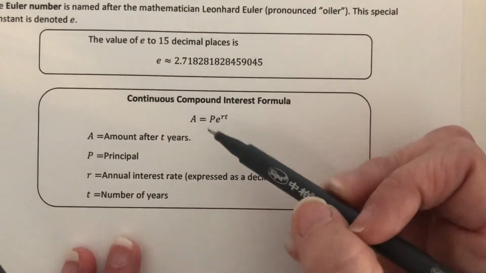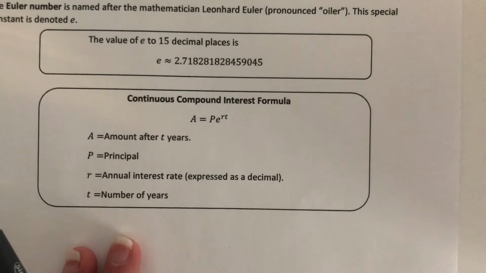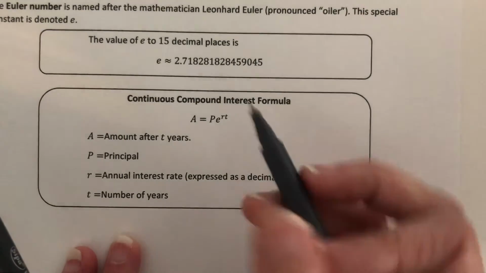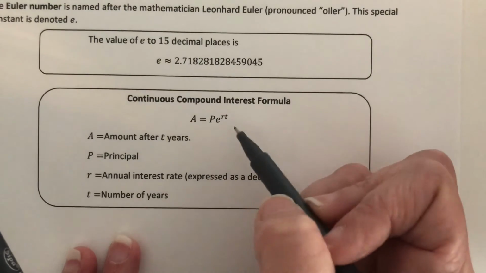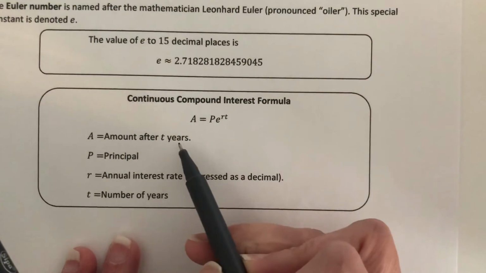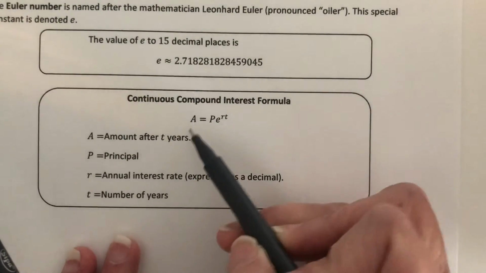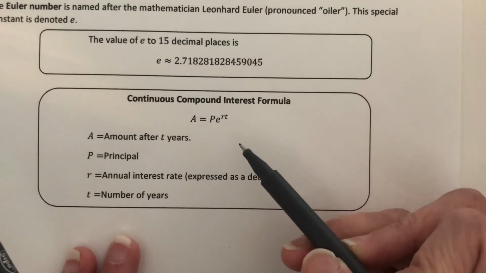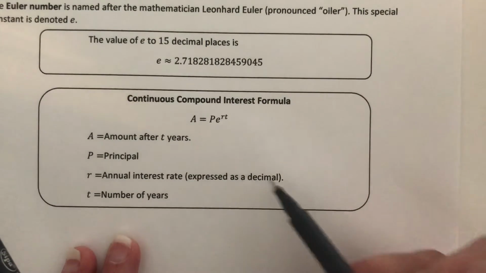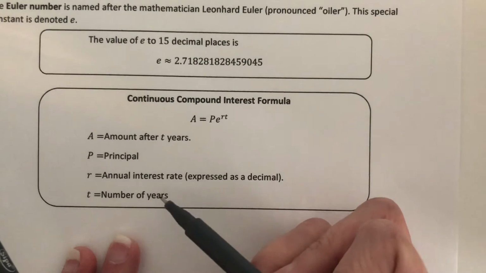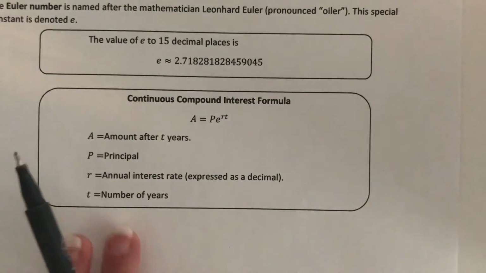So this is what if we are doing it more often than even every nanosecond? What is the absolute limit for the number of times we can possibly compound in a year? And it gets close to this formula. P is still principal, A is still the future value, R is still the interest rate as a decimal, and T is still the number of years.